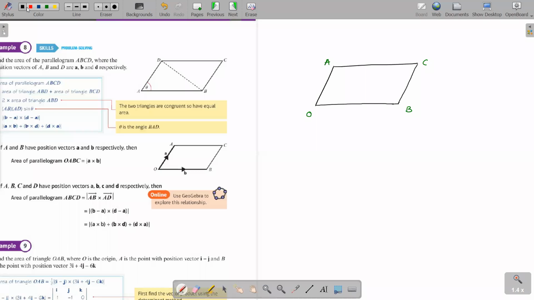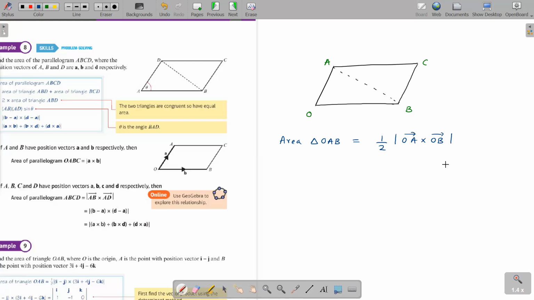So what do we know about a parallelogram? A parallelogram is made up of two triangles. I'm not going to do the proof, and I'm not going to use the half AB sine C rule. Now we know how to get the area of a triangle, isn't it? Area of triangle OAB. What's the rule we use? Half modulus OA cross OB. Do you agree with me?